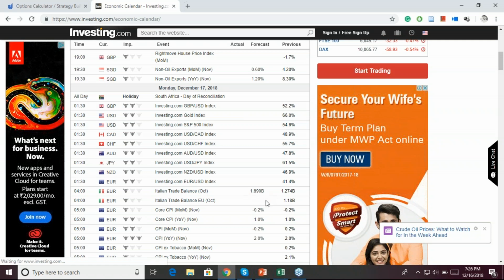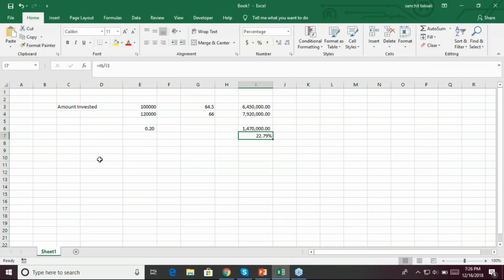Okay, Varun Vashar, I'll give you one example of currency. Suppose USD INR is trading at 72.30.